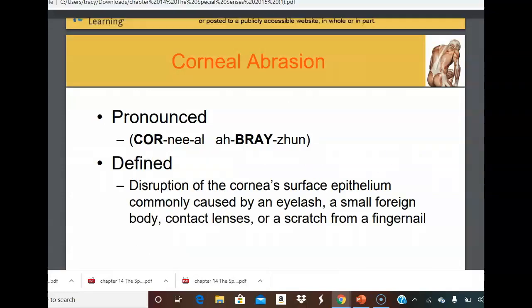A corneal abrasion is where you get a little bit of a disruption of the corneal surface, generally from an eyelash or a small foreign body. You can actually scratch it with a fingernail. Contact lenses, if not placed correctly, can cause a problem with that too.